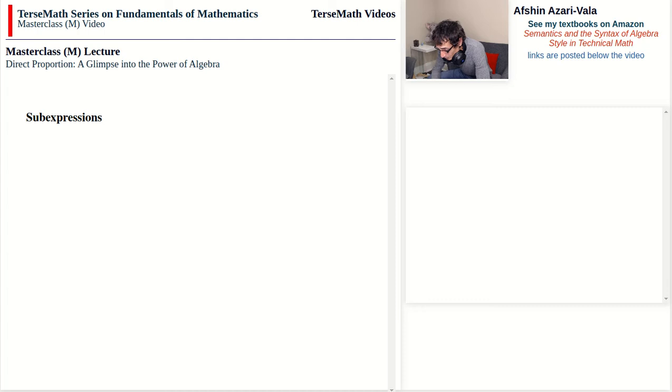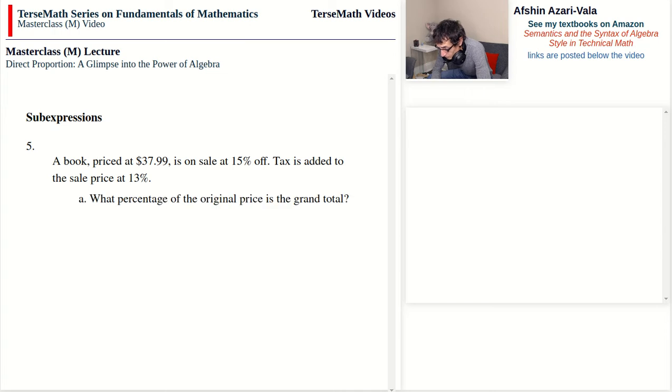In addition, sub-expressions always point to certain classes of problems. We have talked about sub-expressions earlier when we talked about conversion of units, and I would like to take up the topic again. And here's a problem, number 5, that says: a book priced at $37.99 is on sale at 15% off. Tax is added to the sale price at 13%. So this is a discount followed by tax problem. And now 2 questions. One, part A, what percentage of the original price is the grand total? And part B, is the combined effect of the discount and tax an effective discount or tax?